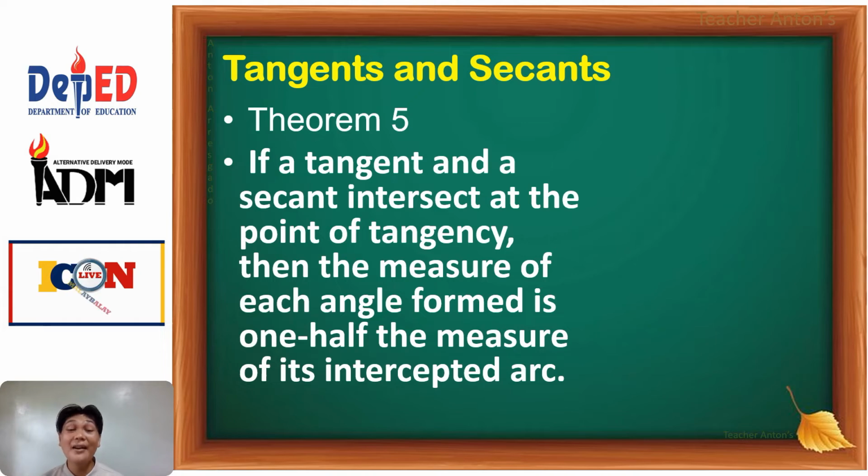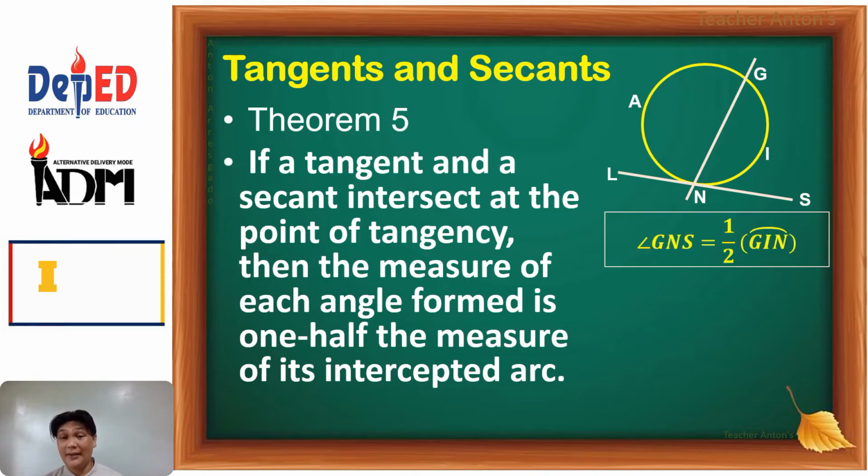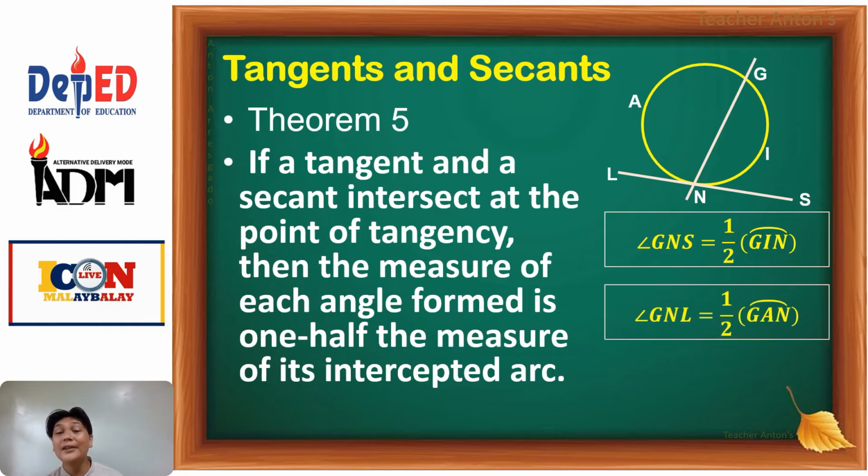the measure of each angle formed is 1/2 the measure of its intercepted arc. So just like this, we have there a tangent LS and a secant NG. To solve for the measure of the angle GNS, it is equal to 1/2 times the intercepted arc GIN. Or for the angle GNL, it is equal to 1/2 times the measure of the intercepted arc GAN. I hope that's clear with you.